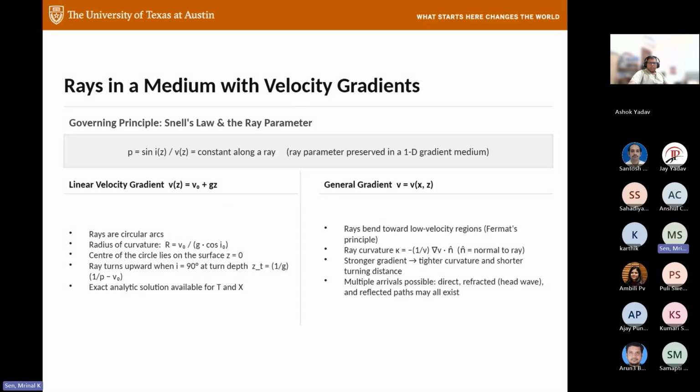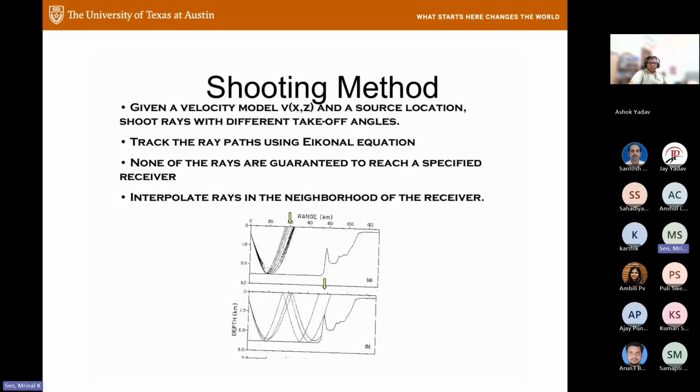So here is a set of ray diagrams through the ocean layer that had some velocity gradient. You can see how the rays are turning. And then it gets reflected, and if you have a barrier, it gets truncated here. But you see there are these diffracted rays that are not included in the ray method.